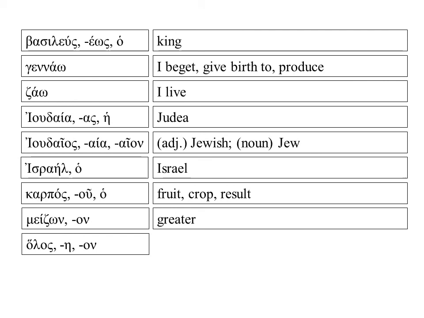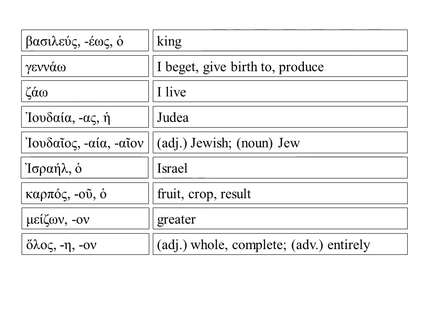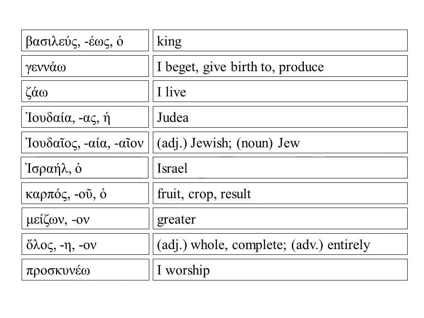Holos. Holos is a 212 declension. Adjective means whole or complete, and the adverb means entirely. Proskuneo. This is an epsilon contract, obviously. I worship.